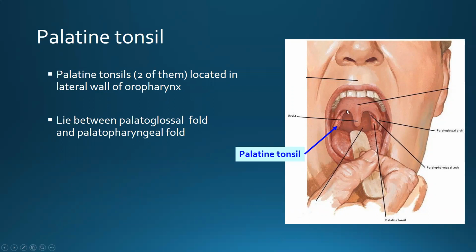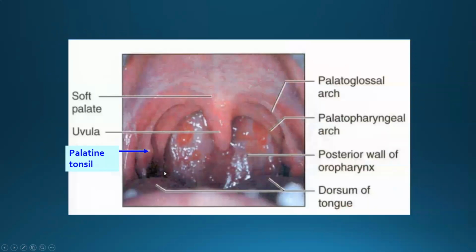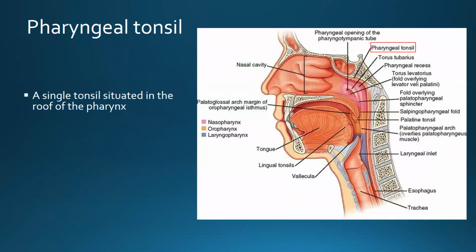Okay, the palatine tonsils, to be exact, are located in the lateral wall of the oropharynx. It's located quite far back. It lies between the palatoglossal fold and palatopharyngeal fold. This is the palatine tonsil with the folds, palatoglossal and palatopharyngeal, or arches. Okay, now we go to the pharyngeal tonsil.